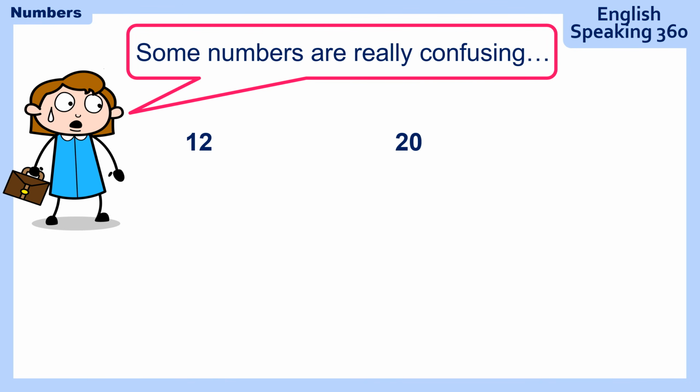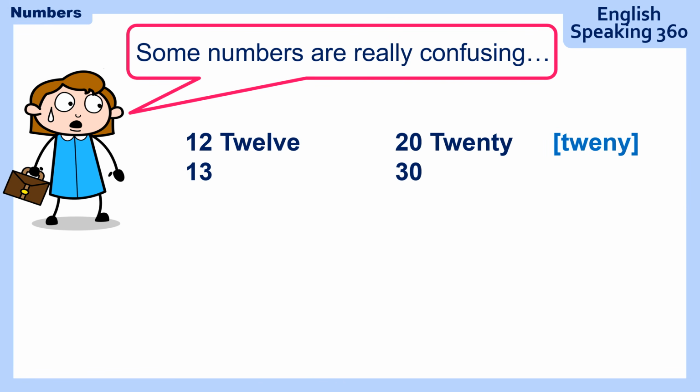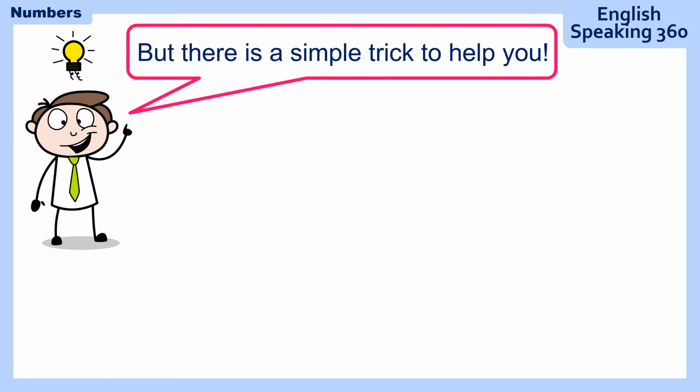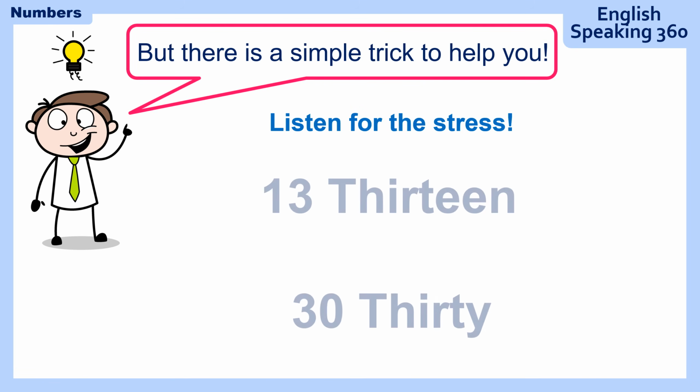For example, these two. What is the first one? 12. How about the second one? 20. How about these two? 13 and 30, of course. There is a simple trick to help you. Listen for the stress. Here we go.